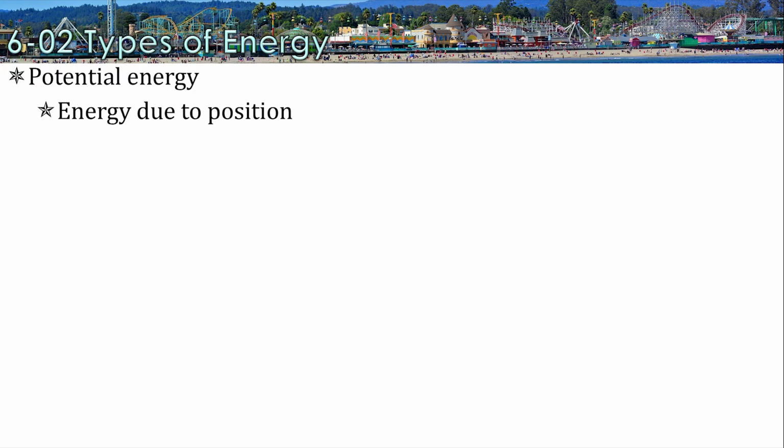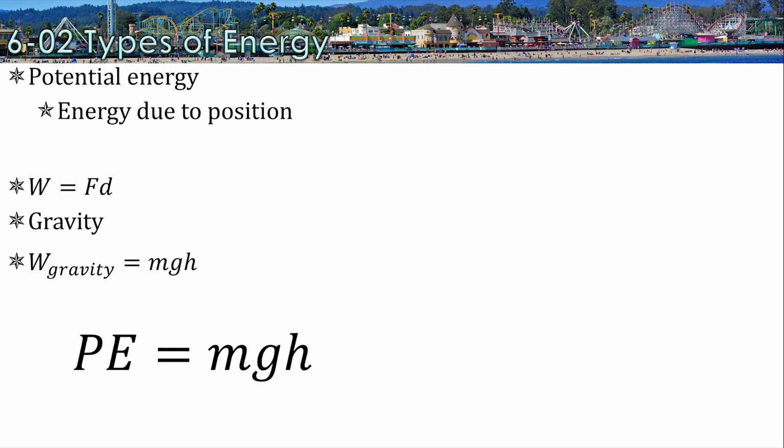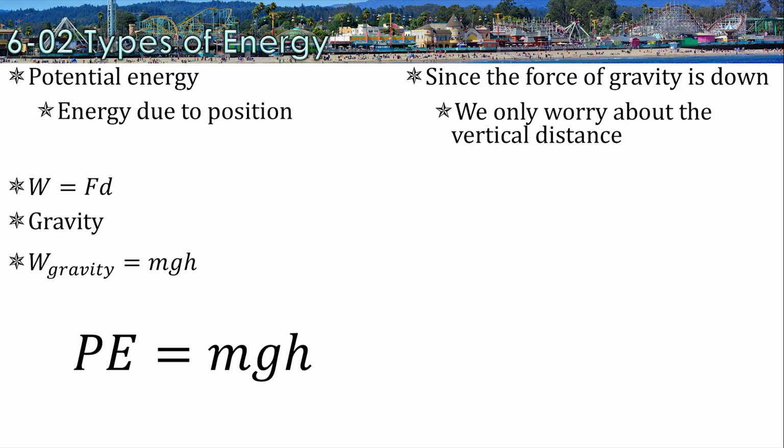Another type of energy is potential energy, which is the energy due to position. Usually we consider it the energy due to position as in gravitational potential energy, energy due to gravity. But it could be a stretched spring or other things like that. If work is force times distance, for gravity, the force of gravity is mg, so the work for gravity is mgh. So our potential energy due to gravity is mgh, mass times acceleration due to gravity times the height. Since the force of gravity is down, we only worry about the vertical distance.